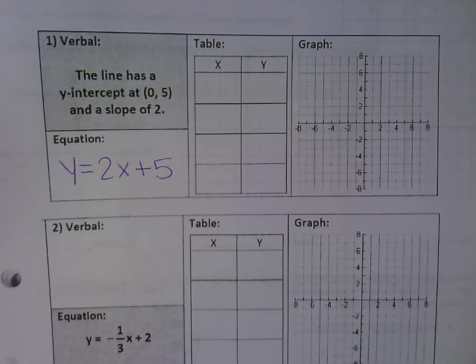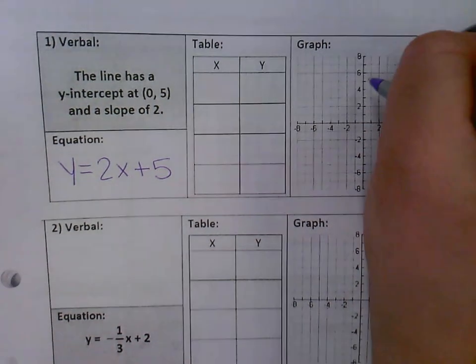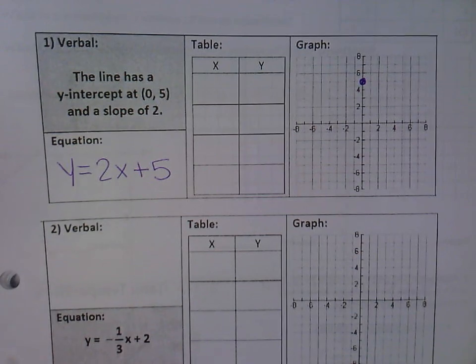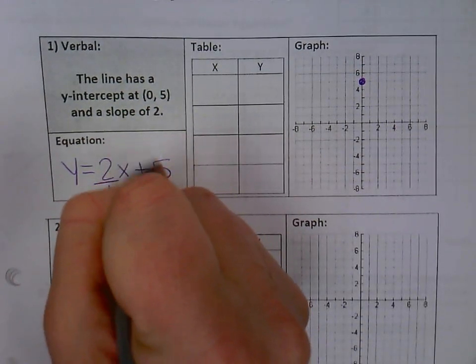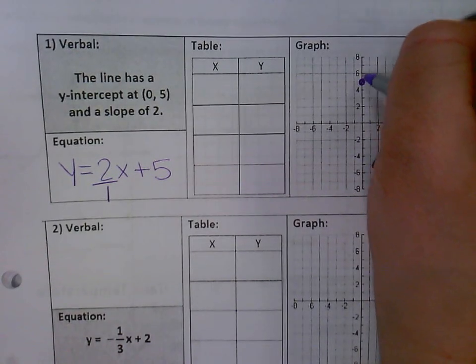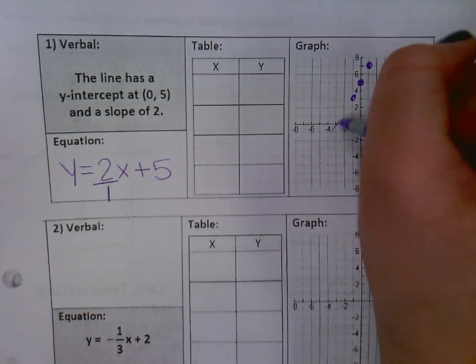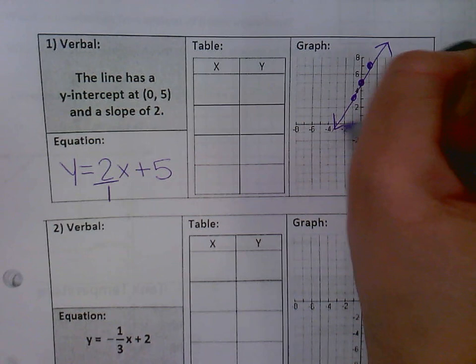Okay, so now someone remind me from Friday, where do I start graphing this? 5 on the y-axis. So there's my 5. And what's the slope of this line? So I can make any slope over 1. So I go up 2 over 1, right? It's rise over the run. And then I could use my ruler to make a nice straight line.